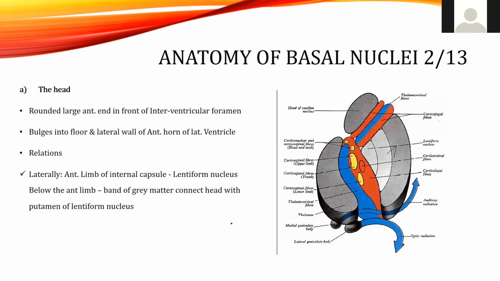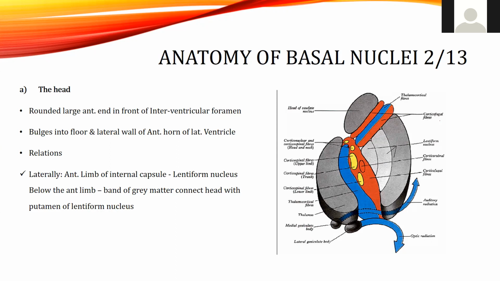The head is rounded in shape, with a large anterior end in front of the interventricular foramen. It bulges into the floor and lateral wall of the anterior horn of the lateral ventricle, and it is related laterally to the anterior limb of the internal capsule, which separates it from the lenticular nucleus.